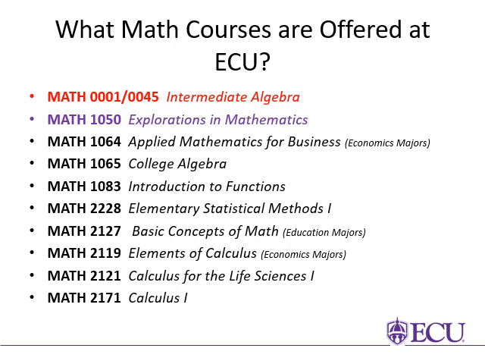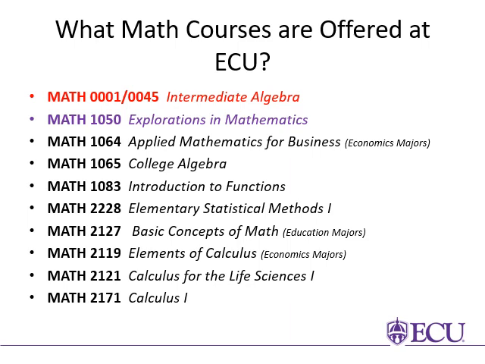Students who major in the social sciences, humanities, or fine arts typically take only one math course, and that is usually Math 1050, Explorations of Math, or Math 2228, Elementary Statistics. Students who are interested in a science or math-related field typically start off with Math 1065, College Algebra.